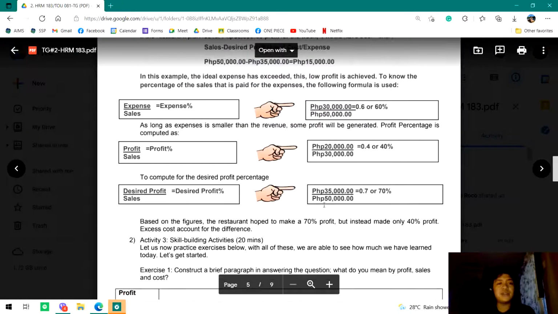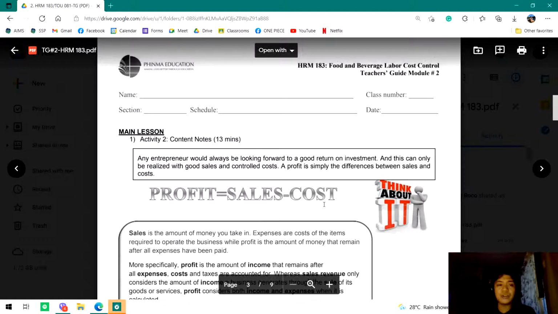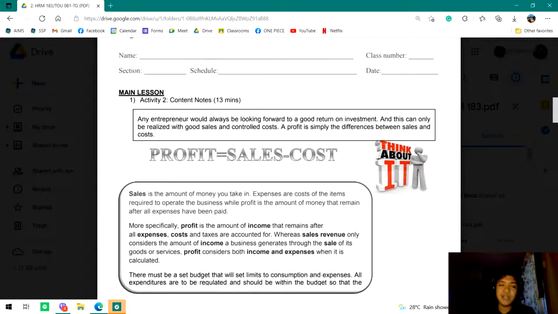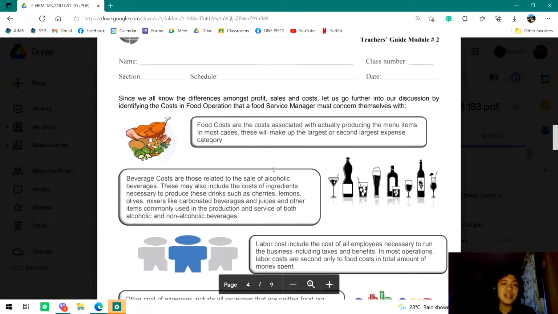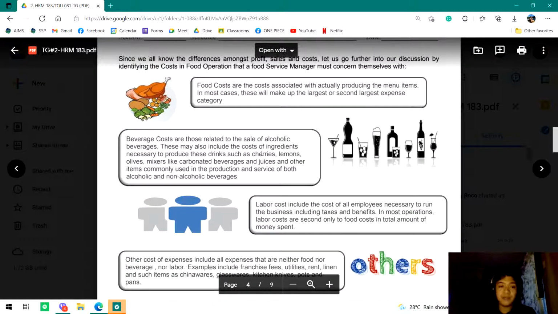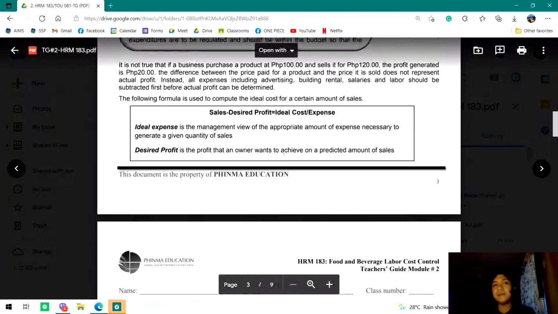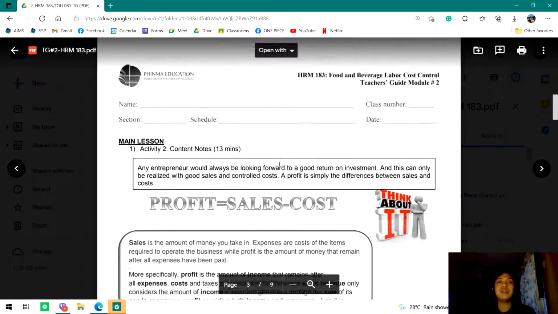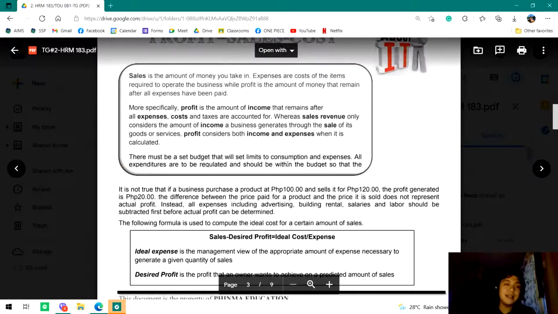Pero in this module number 2, what I really like to focus on is this very, very basic profit equals sales minus cost, the differences of profit, sales, and cost, and the different kinds of costs that we have here, like food cost, beverage, labor, and other costs. So yun lang talaga ang pinaka-importante dito sa module number 2 natin. And as long as you understand these things, you are good to go.